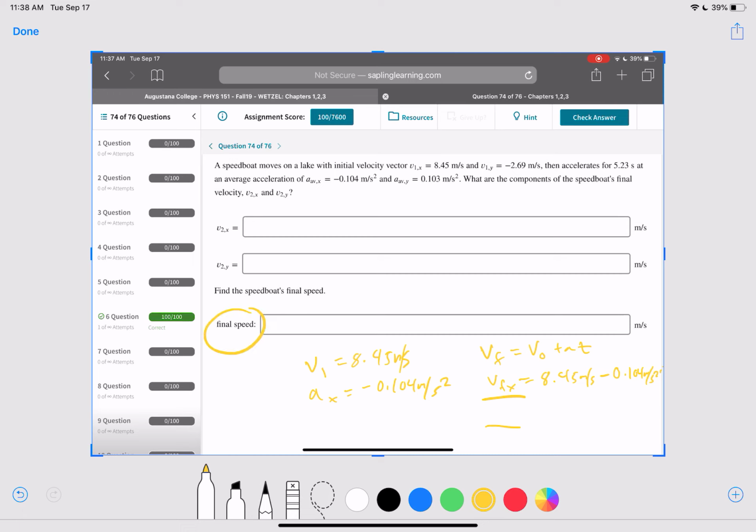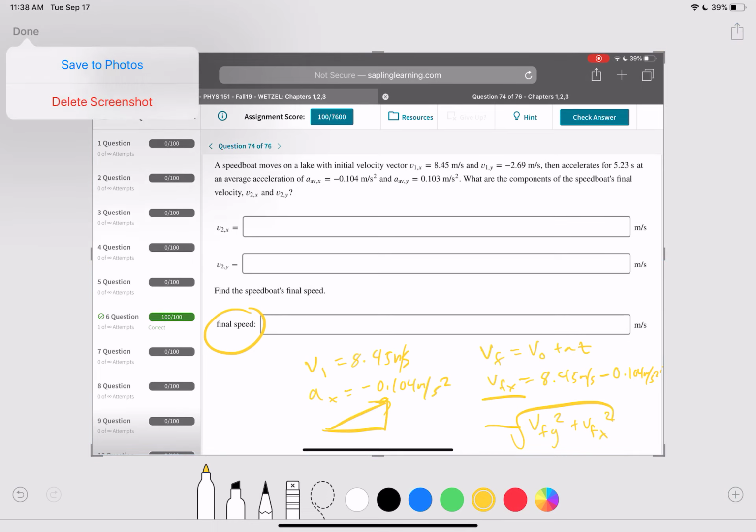And then what is the final speed? That's going to be the square root of v final x squared plus v final y squared, because we're going to have an x and a y, and we want the magnitude of our new velocity.